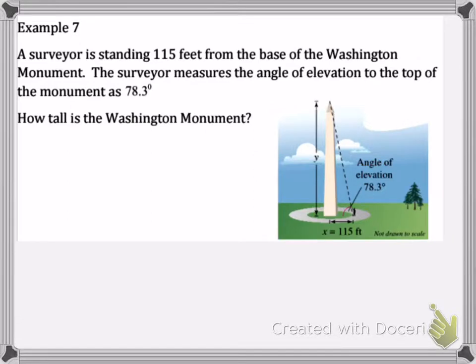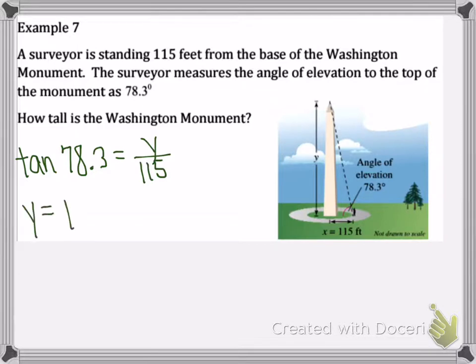A surveyor is standing 115 feet from the base of the Washington Monument. The surveyor measures the angle of elevation to the top of the monument as 78.3. How tall is the Washington Monument? Okay, so I know the angle of elevation and I know how far I'm standing away from that. So I need to figure out the height. So I will use the tangent. So I have the tangent of 78.3 equals opposite over adjacent.